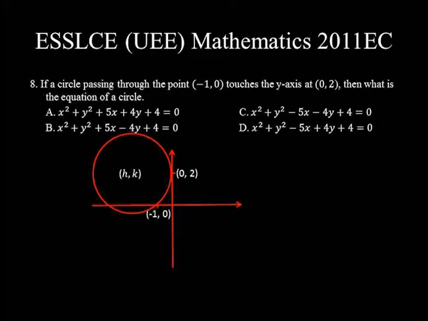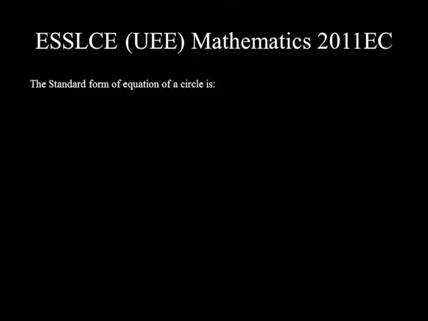Let h, k be the center of the circle. Thus, the standard form of the equation of a circle becomes x minus h the whole square plus y minus k the whole square is equal to the radius r square. Here we have three unknowns, that is h, k and r. To solve these three unknowns, we need to have three equations. So let's proceed to generate these three equations.